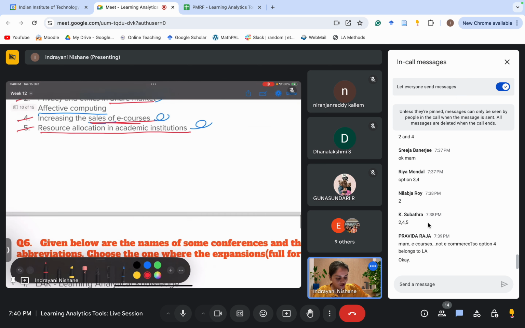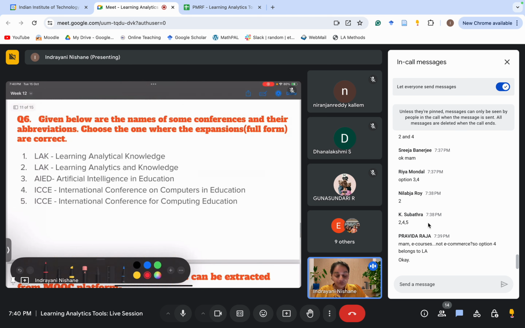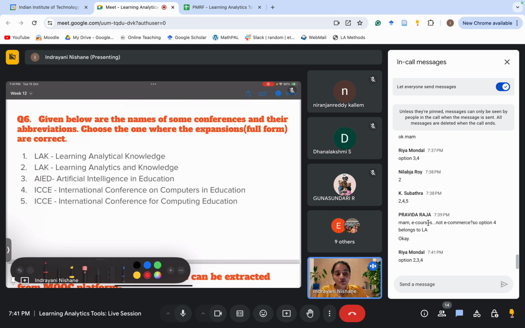Okay, great. So we'll move on to question 6. Given below are the names of the conferences and their abbreviations. So there are only a few conferences in this area of learning analytics, and all these conferences are listed in the lecture videos and lecture slides. So there is nothing to explain here. So mostly these are the 3 conferences whose abbreviations are LAK, AIED, and ICCE. So you just have to remember their full forms.